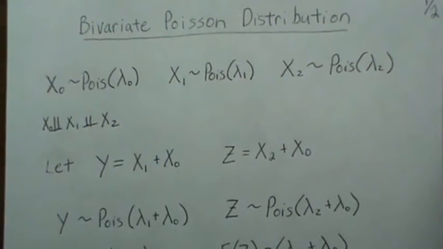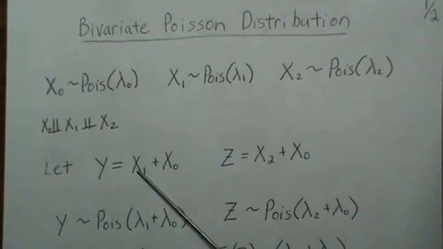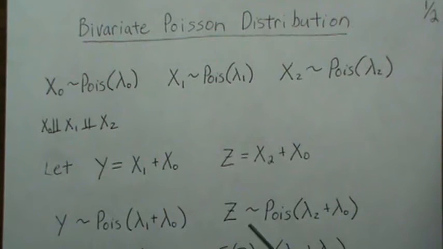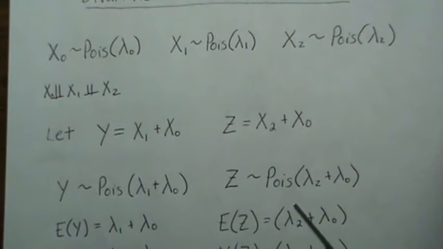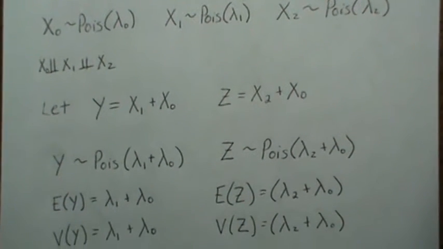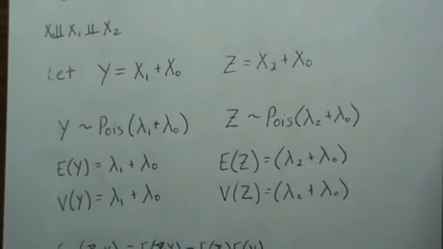And if we know our Poisson distribution, the sum of Poissons is Poisson, and that's the case in both of those. And the mean is just the sum of the lambda parameters. The variance is the same way; it's the sum of those parameters. I don't know why I put parentheses here and not there, but I did.